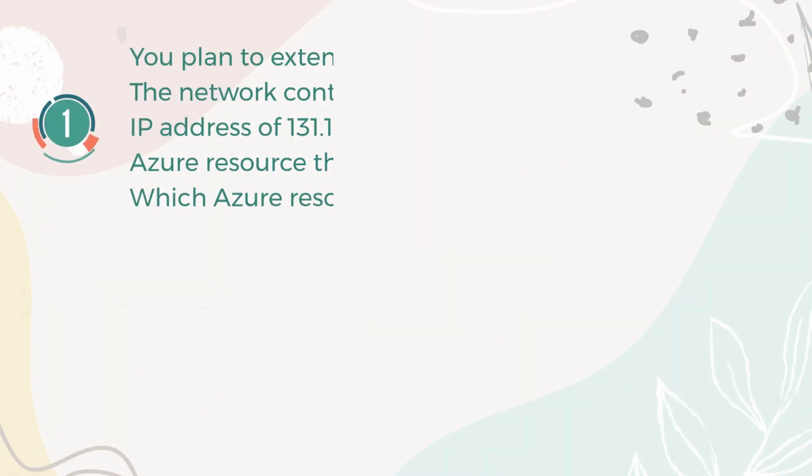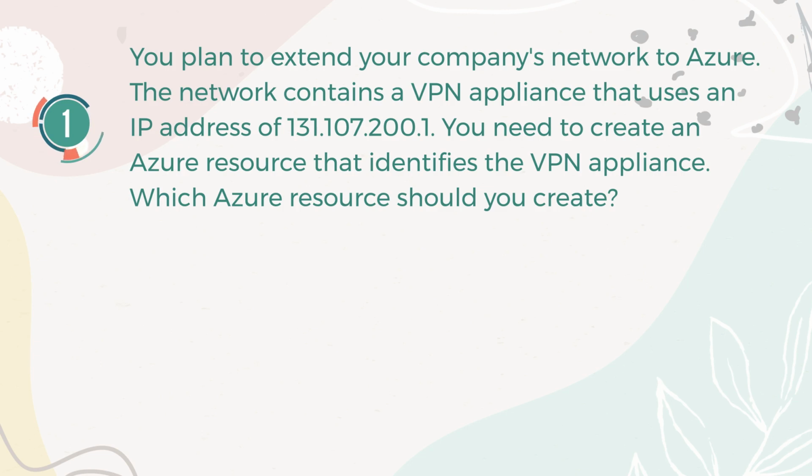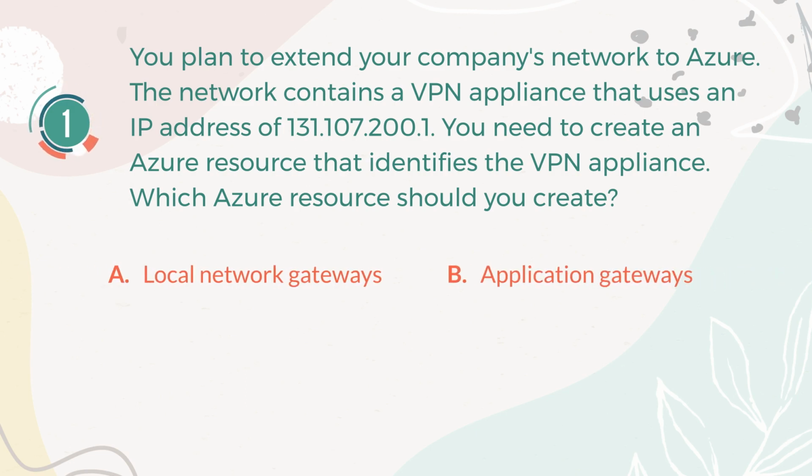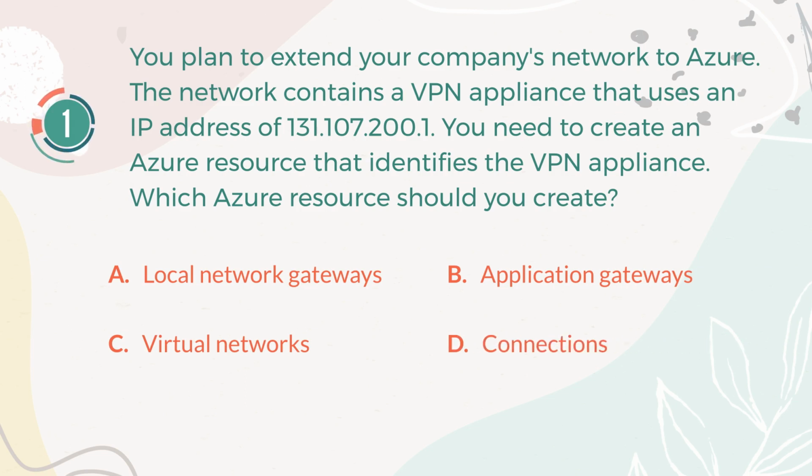Number 1. You plan to extend your company's network to Azure. The network contains a VPN appliance that uses an IP address of 131.107.200.1. You need to create an Azure resource that identifies the VPN appliance. Which Azure resource should you create? A. Local network gateways. B. Application gateways. C. Virtual networks. D. Connections. The correct answer is A. Local network gateways.